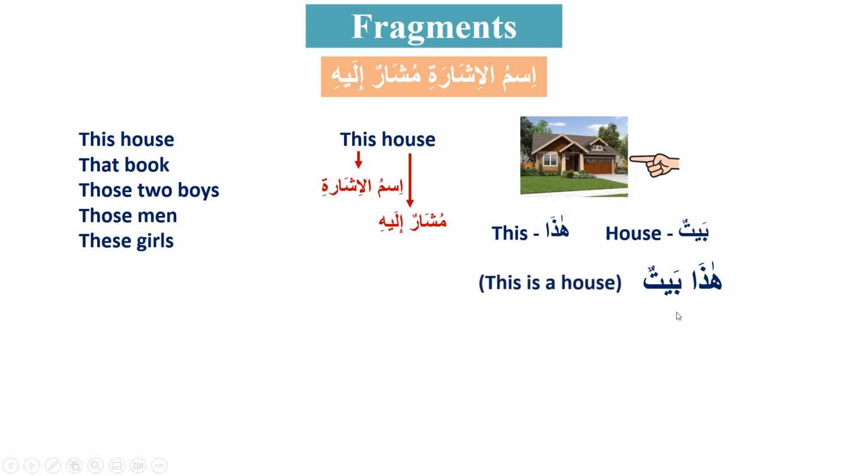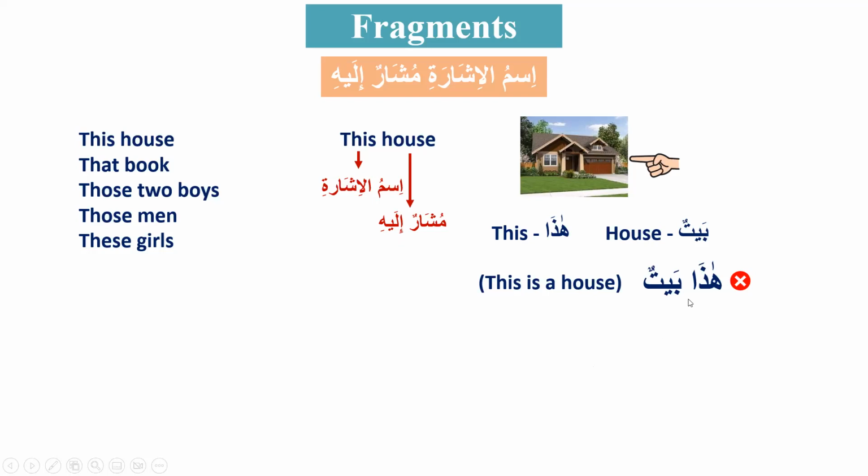But no, it doesn't mean this. Sorry, Muhammad. I led you into this. Haza baytun doesn't mean this house. Actually, it means this is a house. So we did not translate it right. We need to make a change. This is actually a sentence. This is not even a fragment. So haza baytun does not mean this house. We will have to make a change in it.